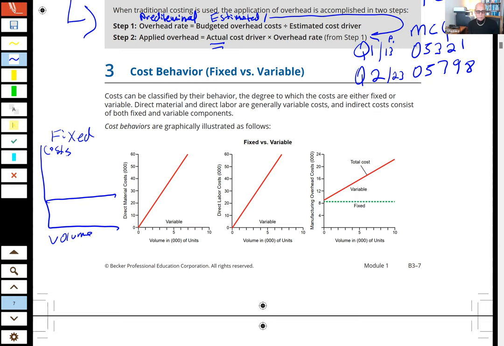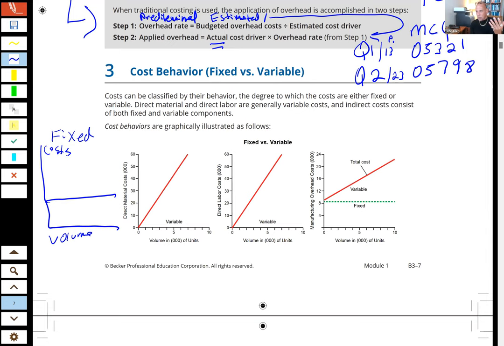Think about it, depreciation. Unless I'm using, if I'm using straight line, yes. If I'm using units of activity, then my depreciation might actually have a variable component to it. But for these kinds of questions, they tend to treat depreciation as a fixed cost. So what happens? Doesn't matter how many units I produce, the fixed costs are going to be the same.